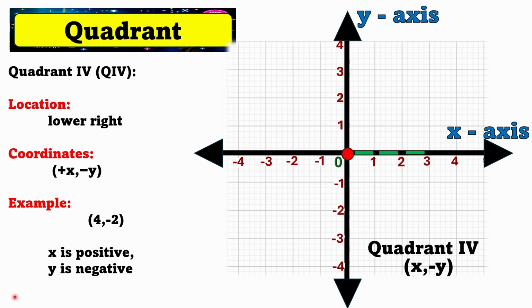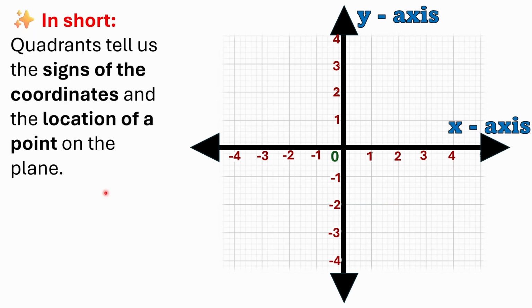1, 2, 3, 4. And for the y coordinates, which is -2, since this is negative, we move 2 units going down from the origin. So we have 1 and 2. And draw an imaginary line, then mark the point. We have +4, -2. In short, quadrants tell us the signs of the coordinates and the location of a point on the plane.